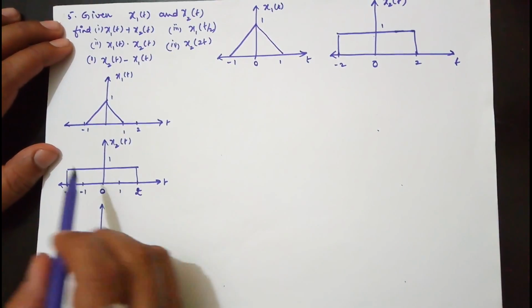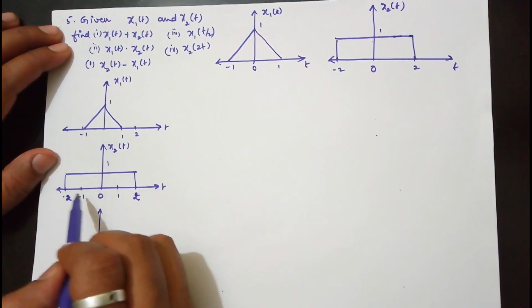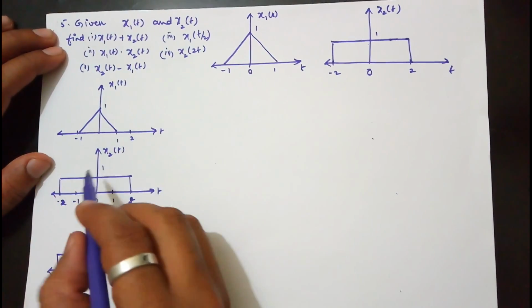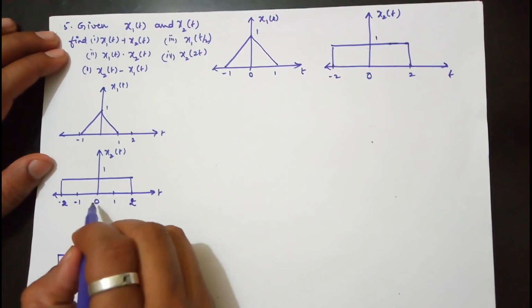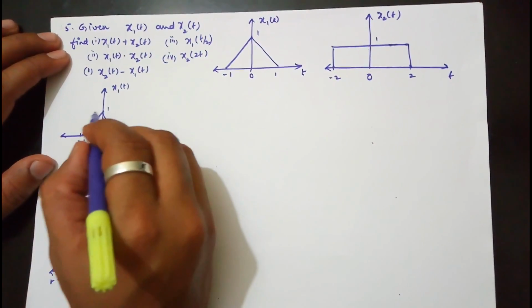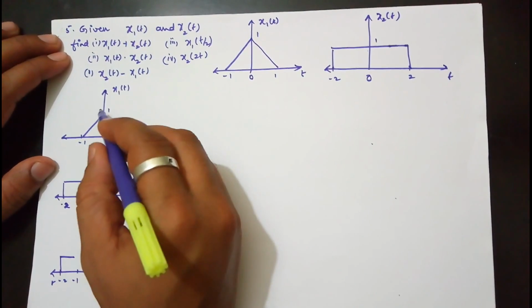Now thereafter, from -1 to 0, let me take the value of the function at 0. At 0, here the amplitude is 1, and here the amplitude is 1. So 1 plus 1 is 2.